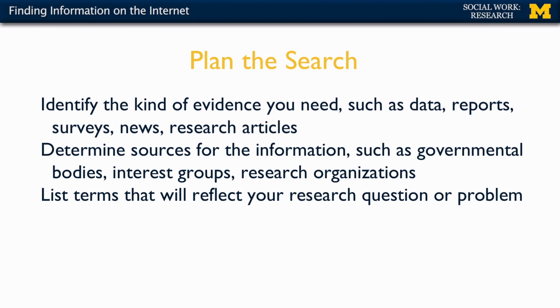So as you plan your search, you think about what kind of evidence you need. Do you need data? Do you need surveys? Do you want to look at what's going on in the local news? What are the sources for that particular information? If we're looking for city policies, obviously we want to talk to the city government, but maybe interest groups in the area or research organizations also would have information that would benefit your outcome. After you've done this part of the steps, you can think about what words, what terminology actually capture your ideas.